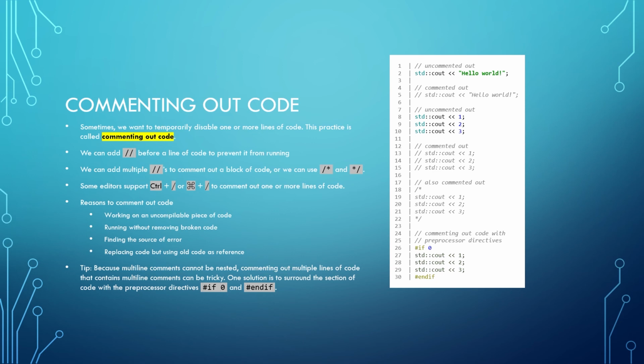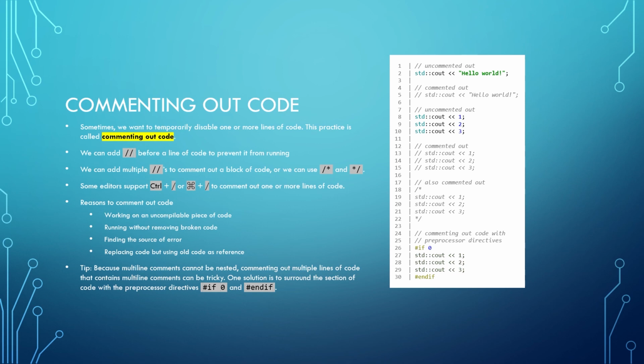And then there are four main reasons why you might want to comment out code. The first one is if you're working on an uncompilable piece of code. You're still working on a part of the code and it doesn't compile, so you need to comment it out to test something else first. Also, it's for running without removing broken code. If you have broken code that you're going to fix later, but it doesn't compile, you can comment it out so you can fix it later.